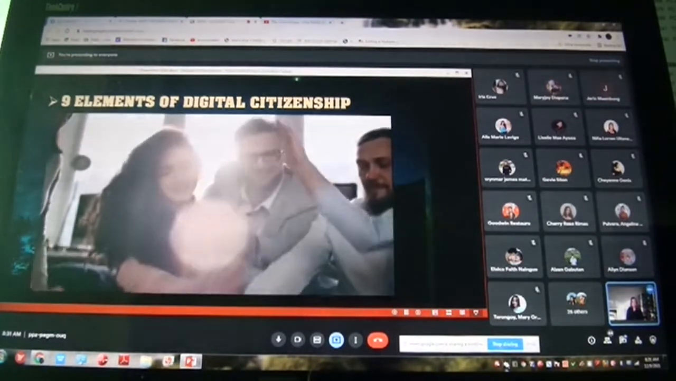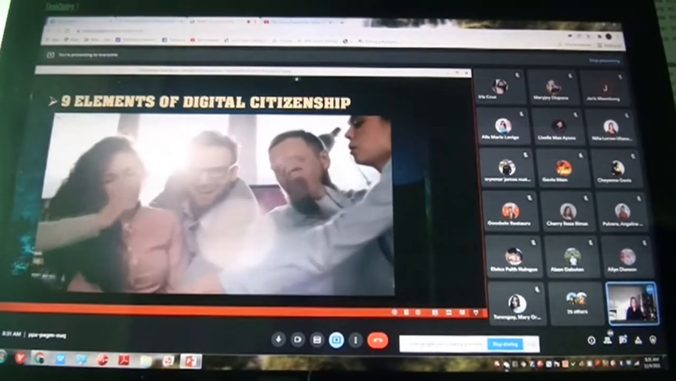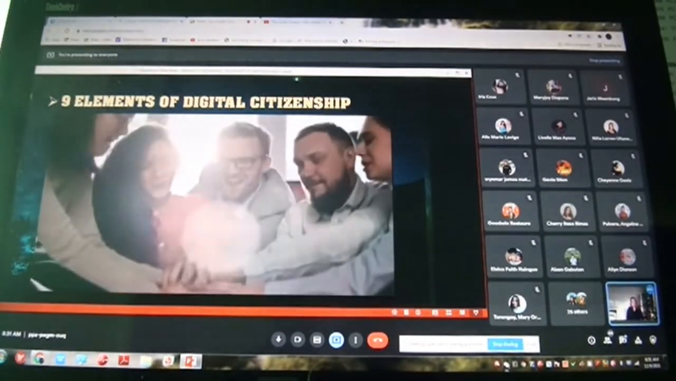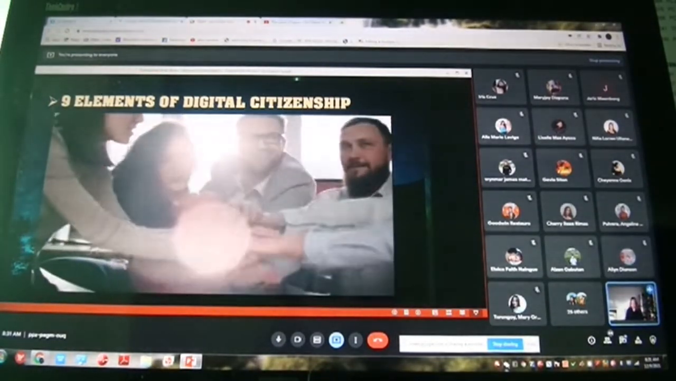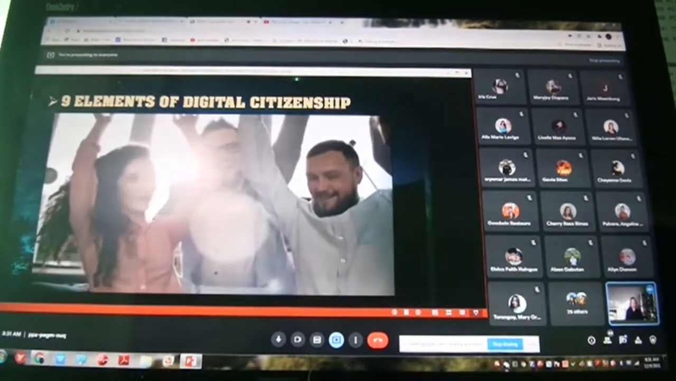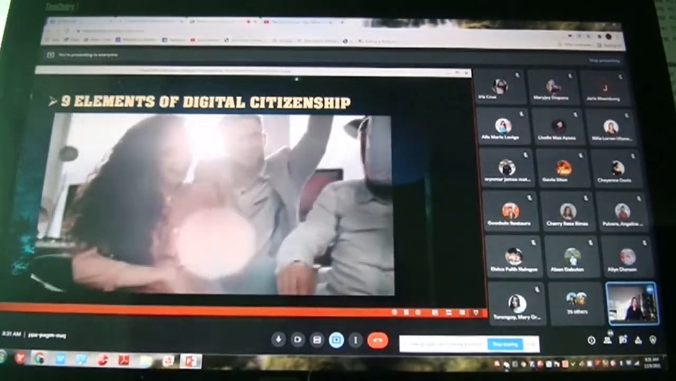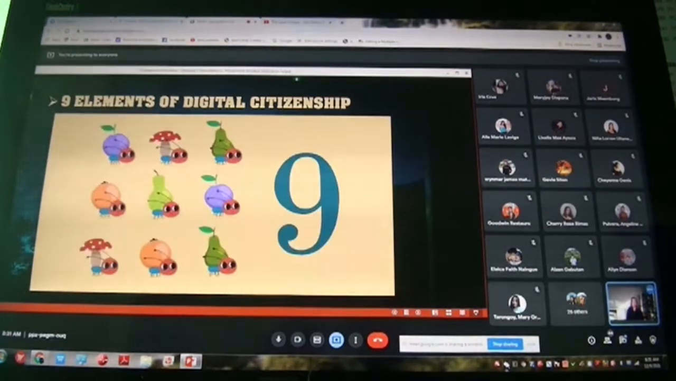It should also be in an effort to create an understanding that we should all participate in a manner that's for the common good, in a healthy, ethical, and safe way. There are 9 elements to digital citizenship which further outline these principles.